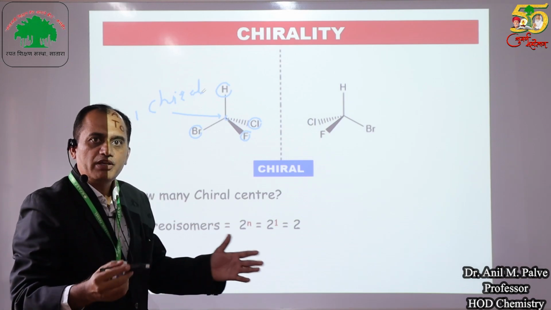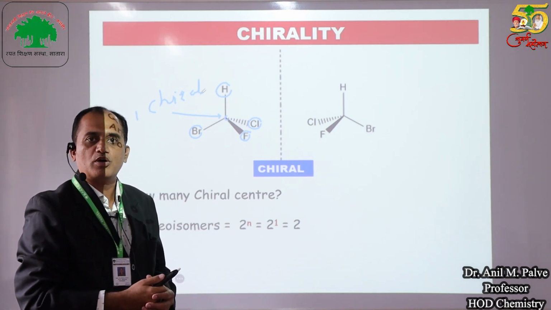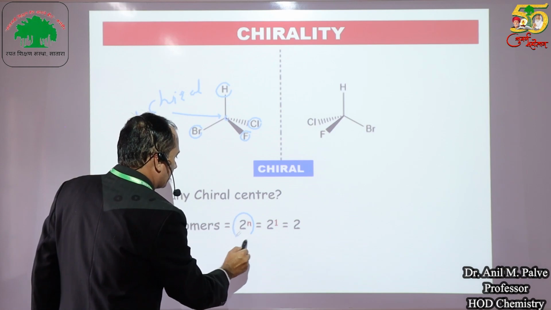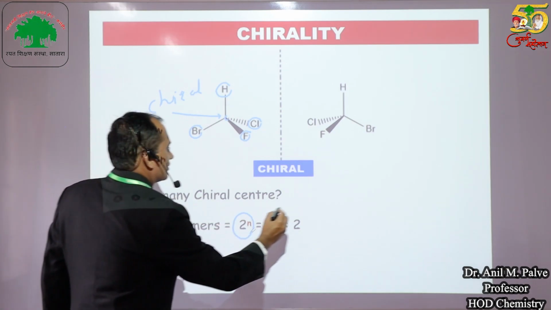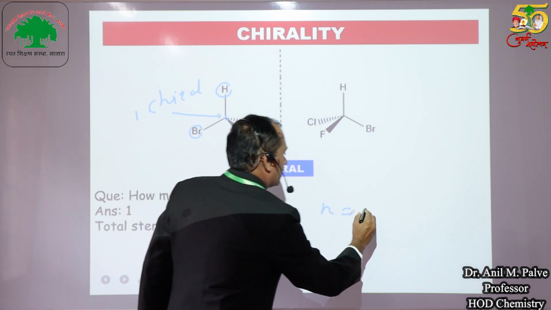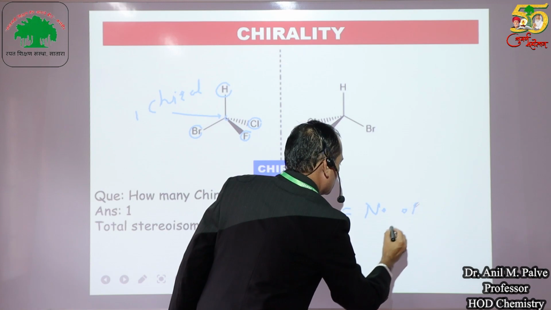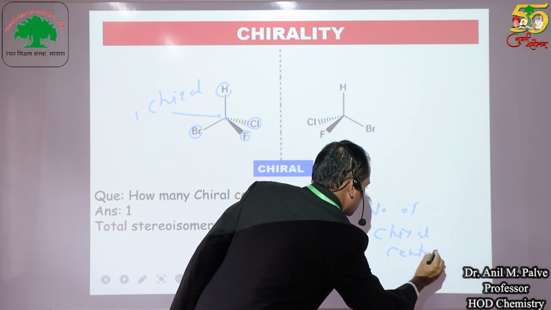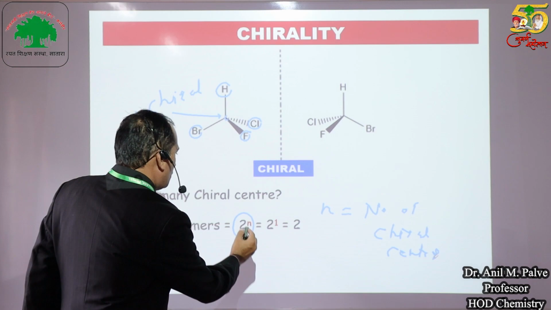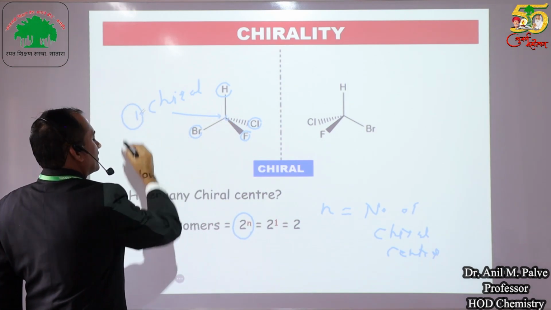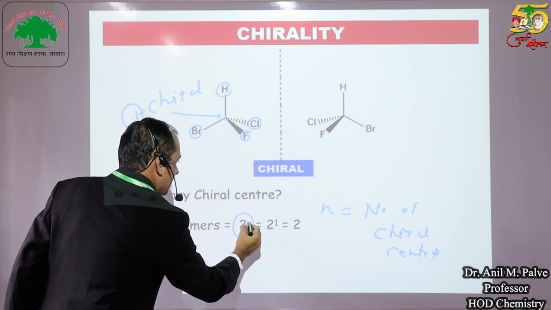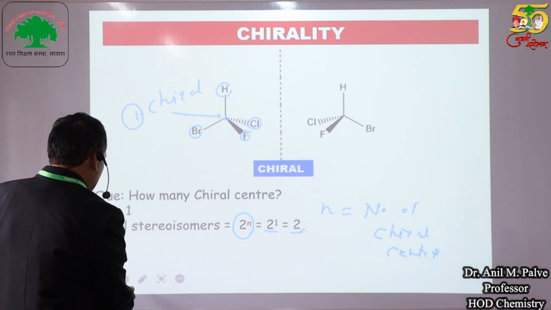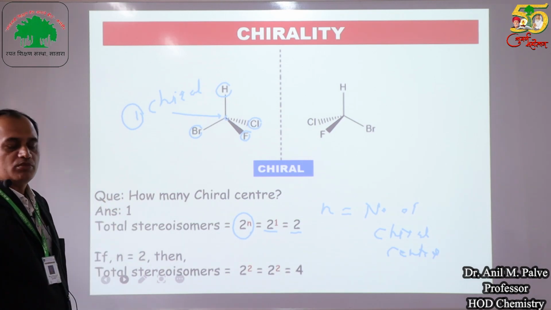Then sometimes you may feel that how many isomerisms may exist in this compound. So for that purpose we have a formula that total stereoisomerism is equal to 2 raised to n. Here n represents the number of chiral centers. So in this compound the total number of chiral centers is 1. Therefore if we put n equal to 1, this will be 2 raised to 1 equal to 2. It indicates that this compound contains 2 stereoisomers.